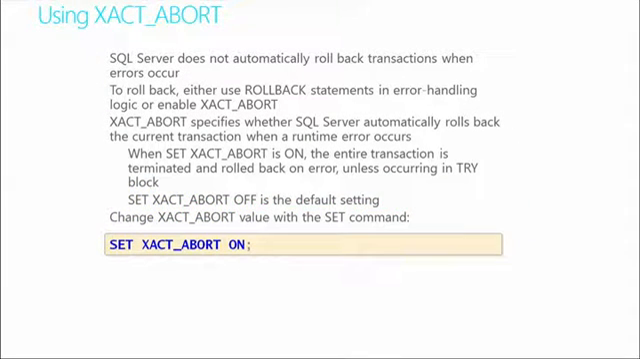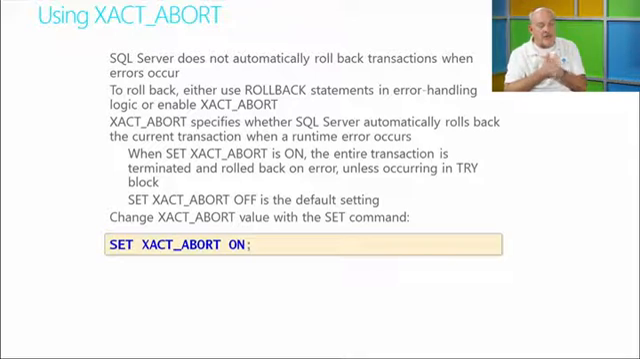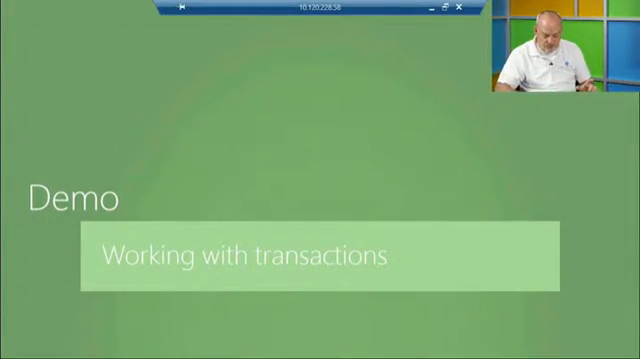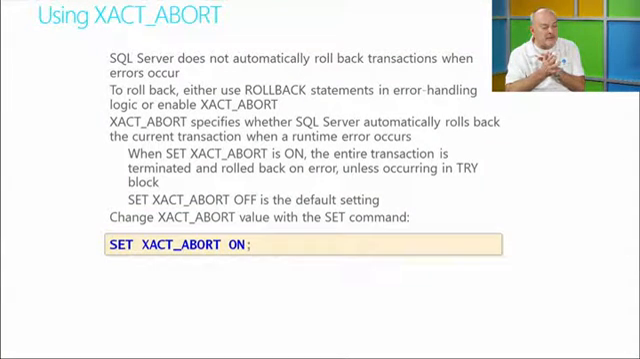Now, by default, SQL Server doesn't automatically roll back transactions when errors occur. To roll them back, you can use the rollback statements and error handling as we just talked about, or enable this setting I call XACT_ABORT, which specifies whether SQL Server is going to automatically roll that back.